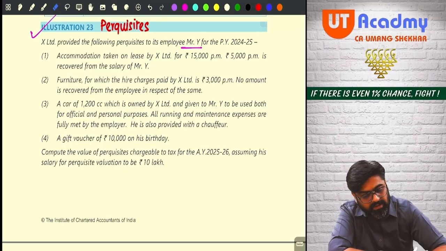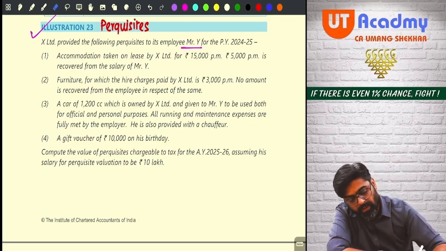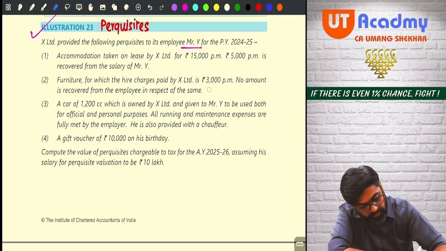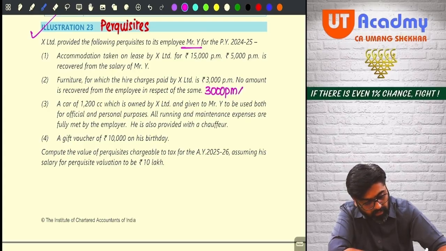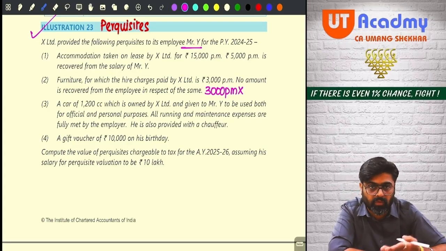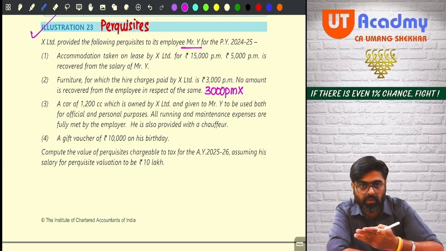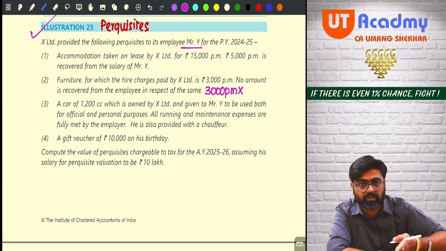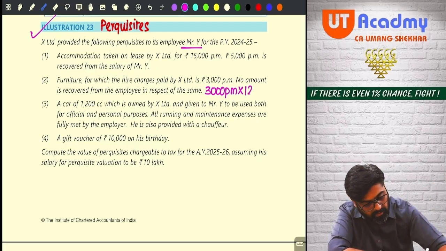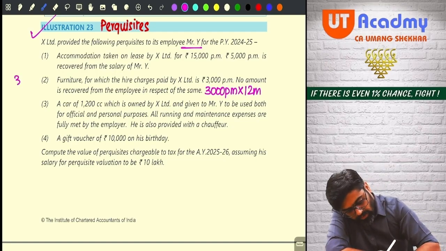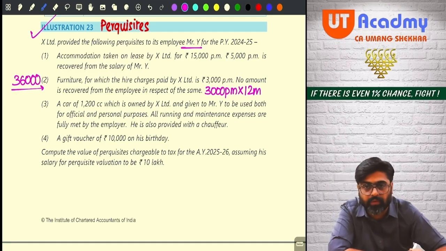Got it? So pay attention now. Furniture for which the hire charge is paid by X Limited is 3,000 per month. No amount is recovered from the employee in respect of the same. 3,000 per month into 12. So this furniture which was given, the rent paid by the employer was 3,000. If he would not have paid this rent, you would have paid. So are you paying? No, employer is paying this rent. So you are saving this rent. This is your benefit. So 36,000 will be for use of this furniture. This 36,000 will be taxable for you.